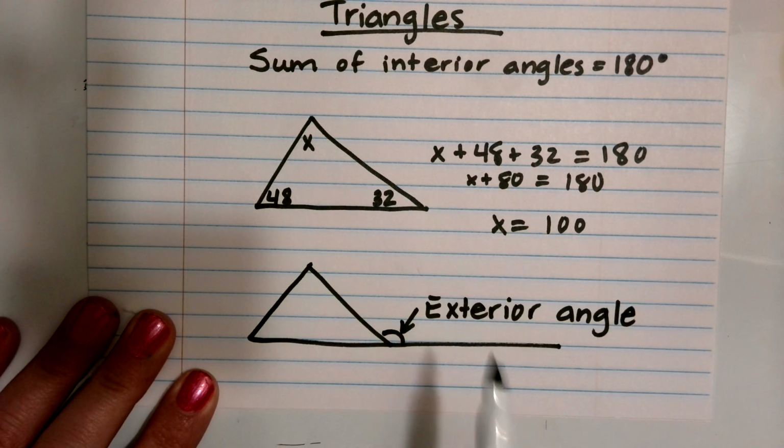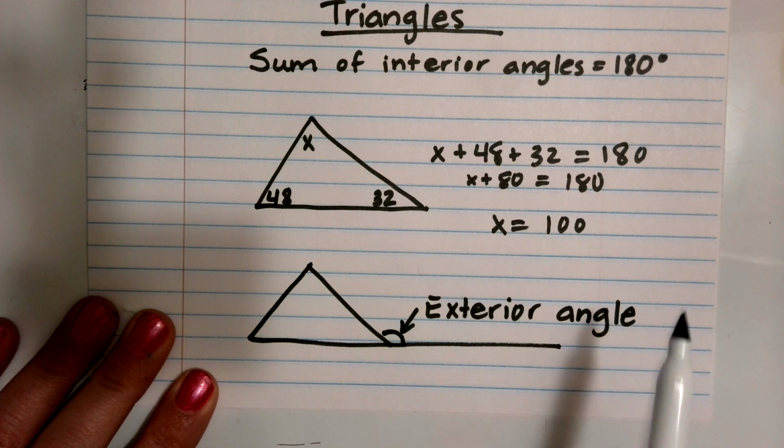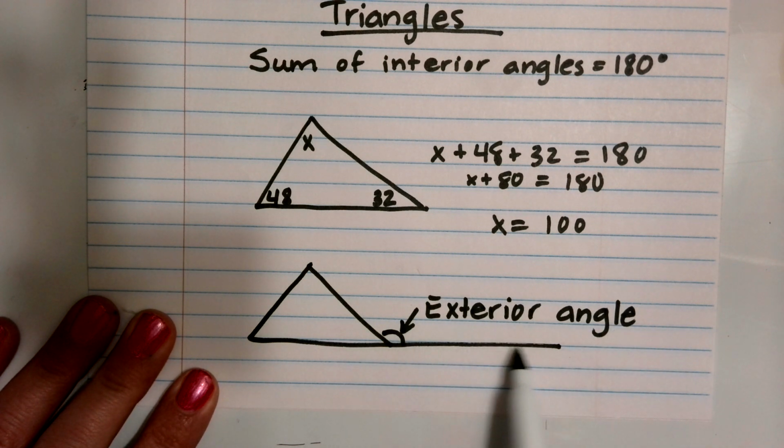Now I want to teach you about the exterior angle of a triangle. It's made by extending one of the sides of the triangle and drawing an angle where the other side of the triangle meets that extension. That's called your exterior angle.